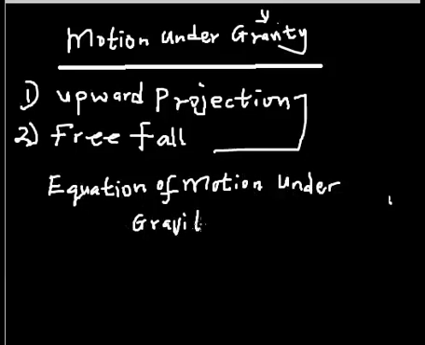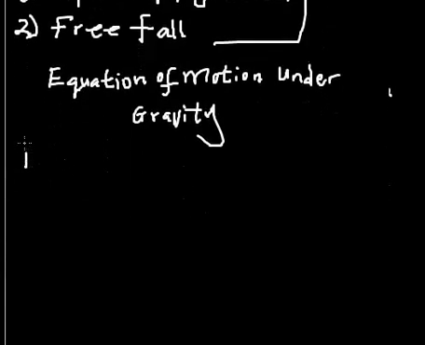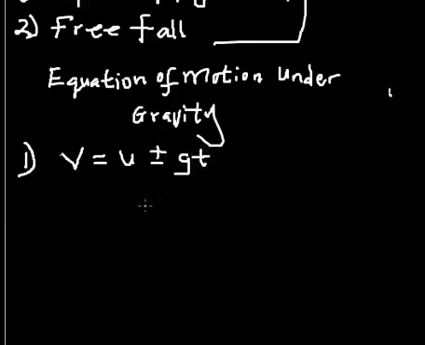All right, so the equation of motion under gravity is still going to be similar to the equation of motion of linear motion, or equation of motion in a straight line, horizontally, without the influence of gravity. But there's going to be a slight change. Remember, previously we had that V is equal to U plus AT, but here the very first equation is going to be V is equal to U plus or minus GT. In place of A, I use G to replace it, right?